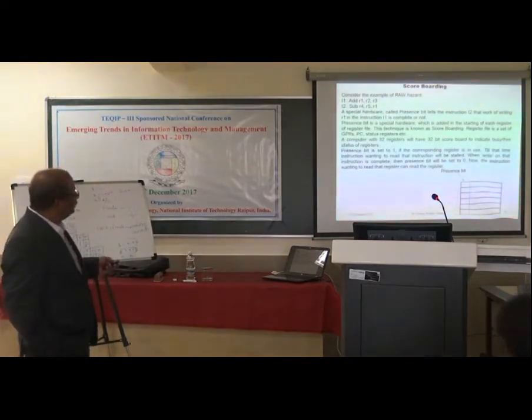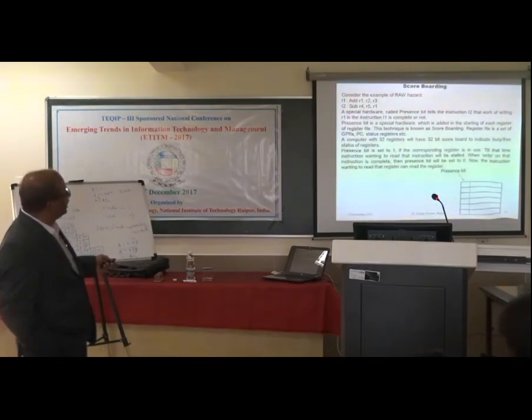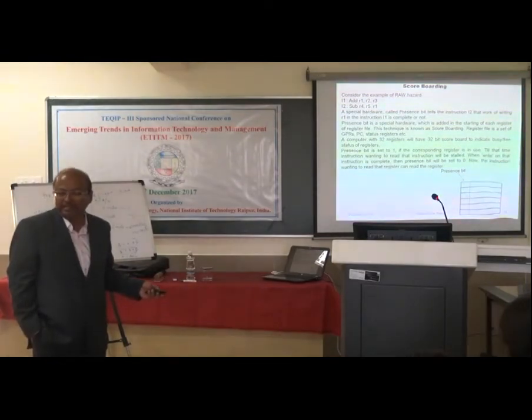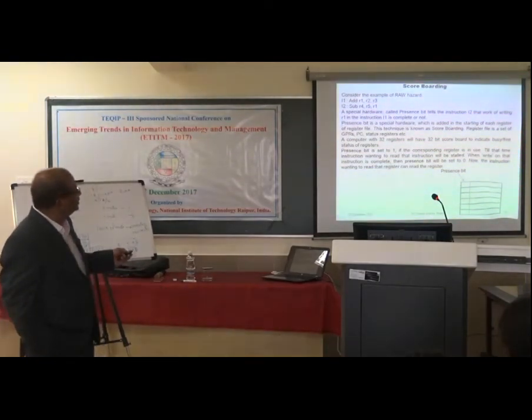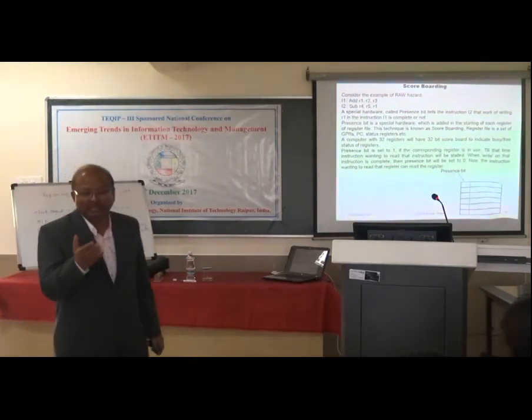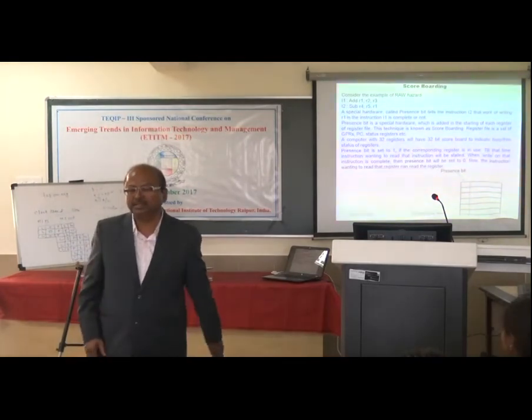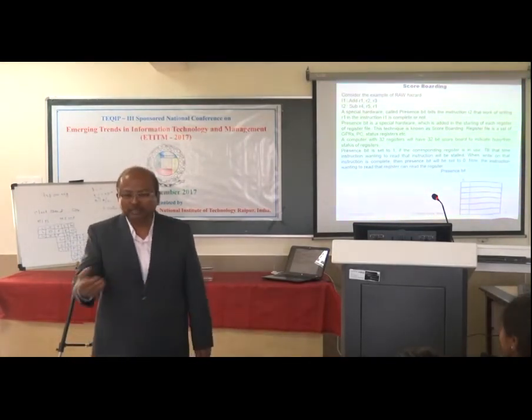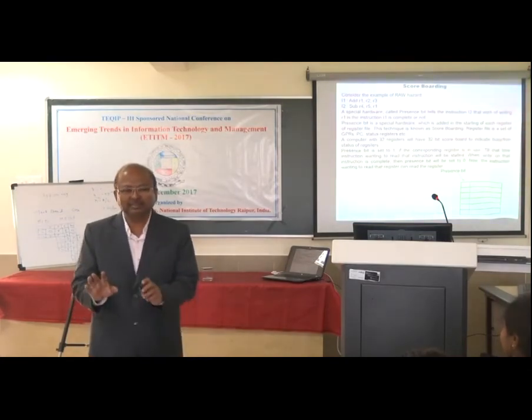So a special hardware called a presence bit is provided, which tells the instruction I2 that the work of writing R1 in instruction I1 is not complete. These are the registers which are already present, and one presence bit is added in the beginning, which will tell whether that writing operation is complete or not. For example, suppose you go to a ticket counter and he is busy, then automatically you wait. Even if you give your work to him, he will say, wait, I am busy.